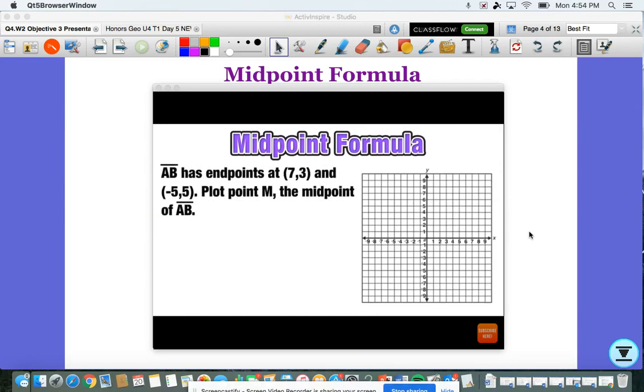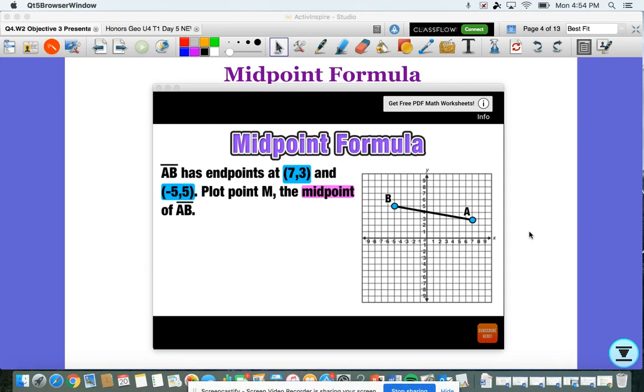Our first example wants us to find the midpoint of line segment AB, and it's giving us the coordinates of both endpoints. So let's start by plotting those endpoints, A at 7, 3 and B at -5, 5, and then constructing line segment AB. So we want to find the midpoint of this line segment. Again, we want to find the XY coordinate that is directly in the middle of this line segment such that it cuts it into two congruent halves.